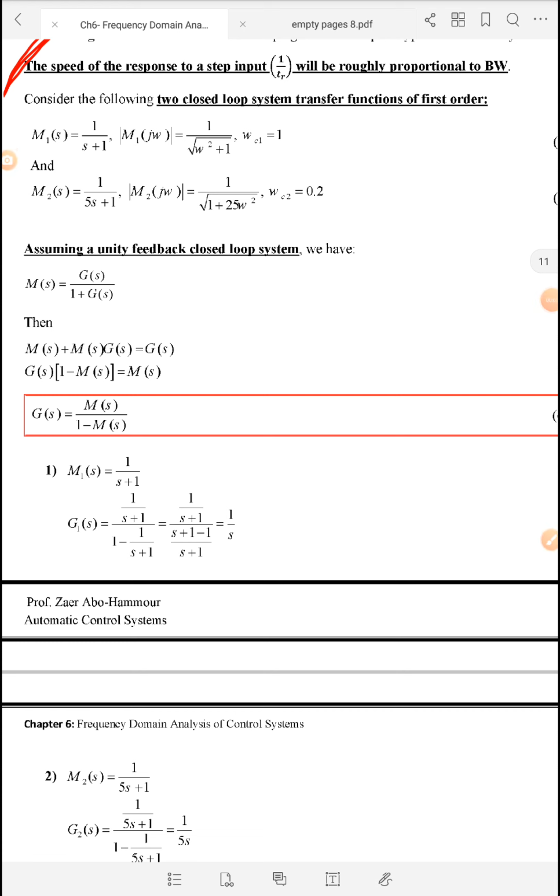Bismillah ar-Rahman ar-Rahim. Our second lecture in chapter 6 of frequency domain analysis is about the correlation between the frequency domain analysis and design and the time domain analysis and design. In the previous lecture, I mentioned a group of advantages of frequency domain analysis and design over the time domain analysis and design.